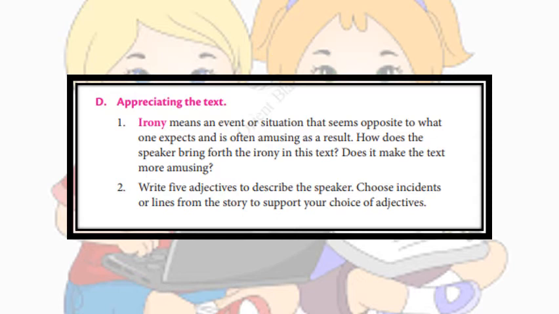and whatever you're writing, you have to write the reason for this. Why do you describe him in that way? From the story, you have to pick up an incident which is apt for that adjective. If, for example, you can write the humorous speaker, and for humorous, you can point out the sentences which he says in a funny manner to describe that adjective. Okay.